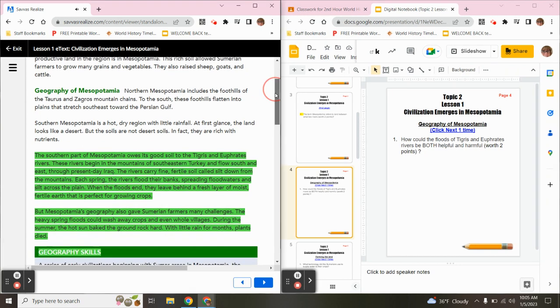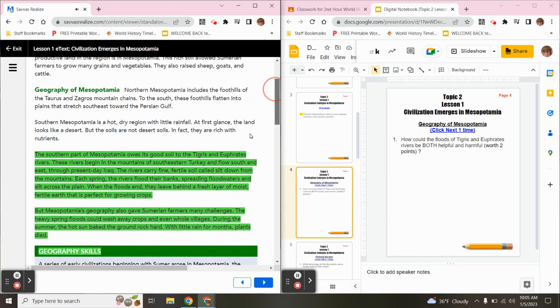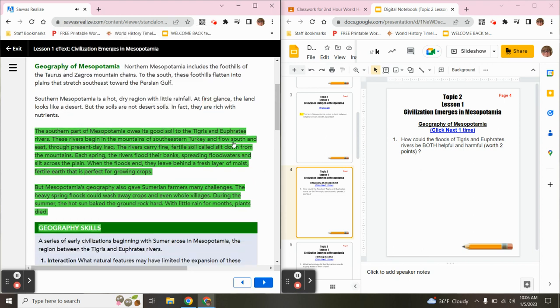To the south, these foothills flatten into plains that stretch southeast toward the Persian Gulf. Southern Mesopotamia is a hot, dry region with little rainfall. At first glance, the land looks like a desert, but the soils are not desert soils. In fact, they are rich with nutrients.